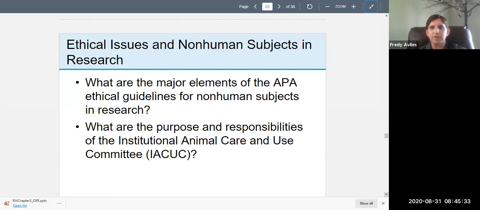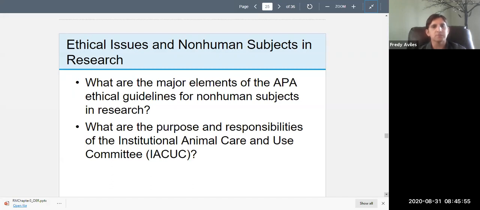Okay, so now we're going to talk about ethical issues involving non-human subjects in research. And that means basically research involving animals. Okay, it's sad that this happens, but yeah, there are guidelines for that, and they're not as strict as the ones for humans. Okay, it's different. Okay, but there are guidelines that have to be followed.